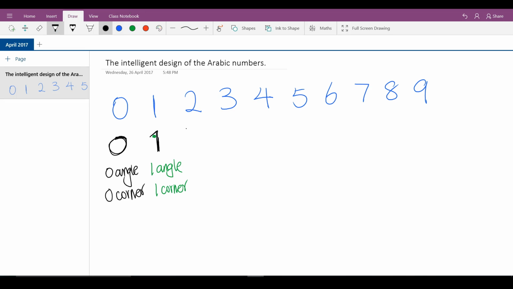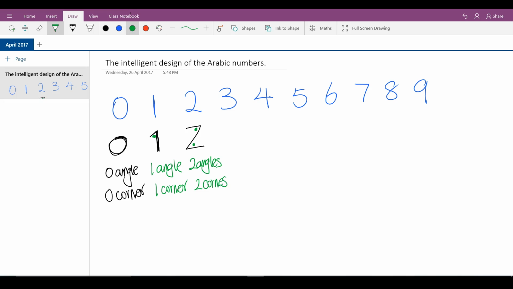2 used to be written like a Z, like Dragon Ball Z, like that. And there are immediately 2 angles. 1 here, 2 here. So you represent the number 2. So it's 2 angles, or 2 corners if you want.